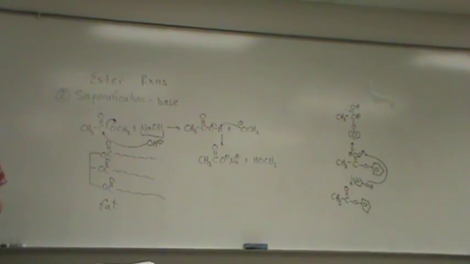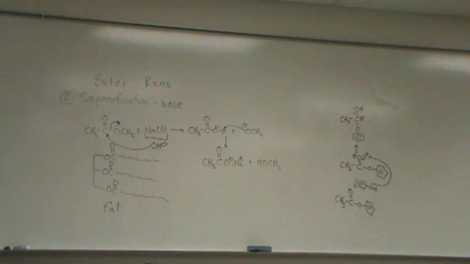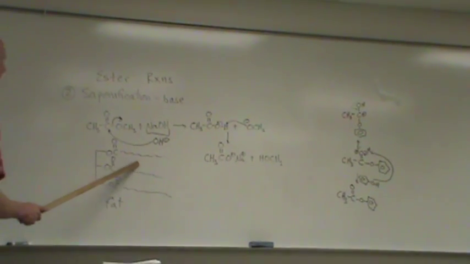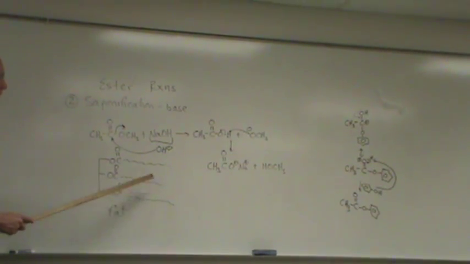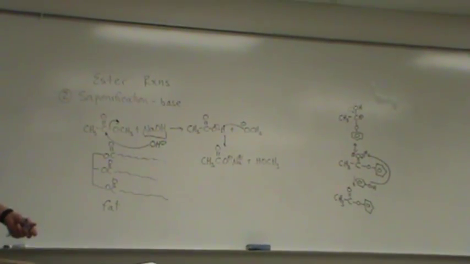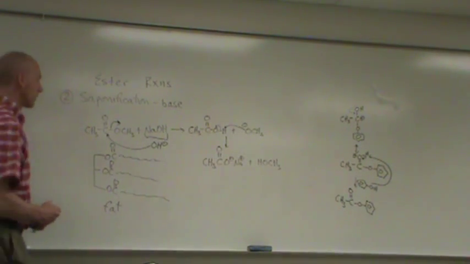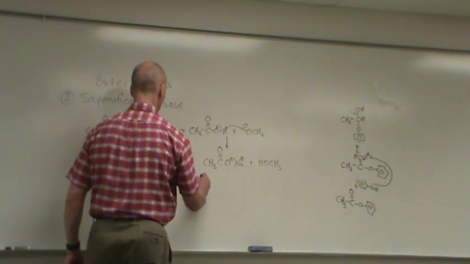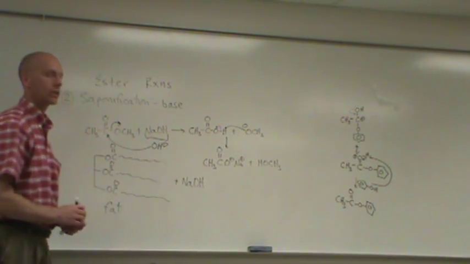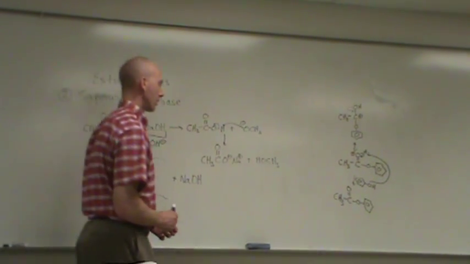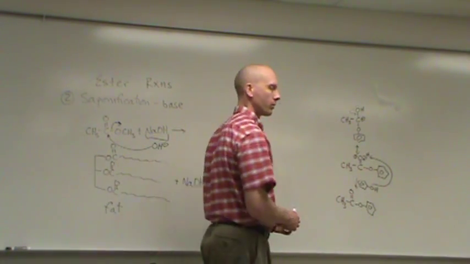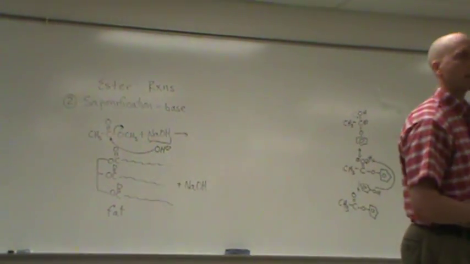Okay? So a fat is something like butter or lard or something like that. Okay? It has these long carbon tails. This is the way they used to make soap. They would take fat or lard and react it with base. Okay. And then what would happen there?